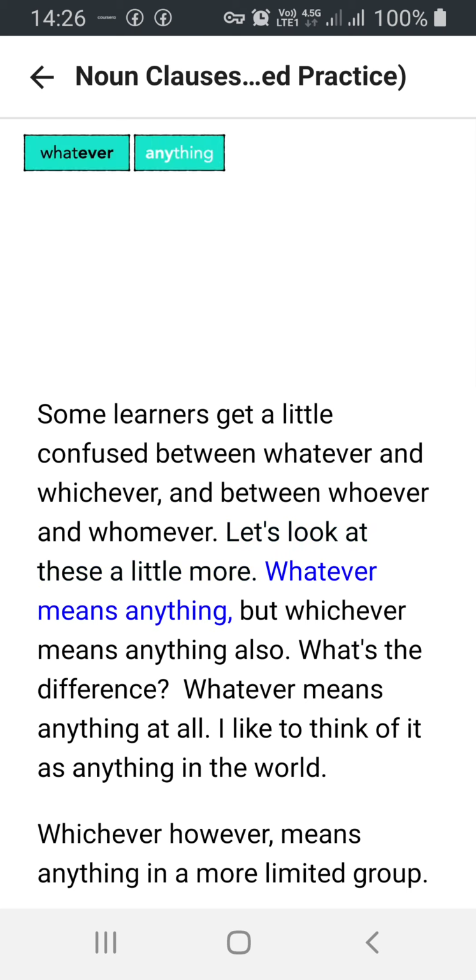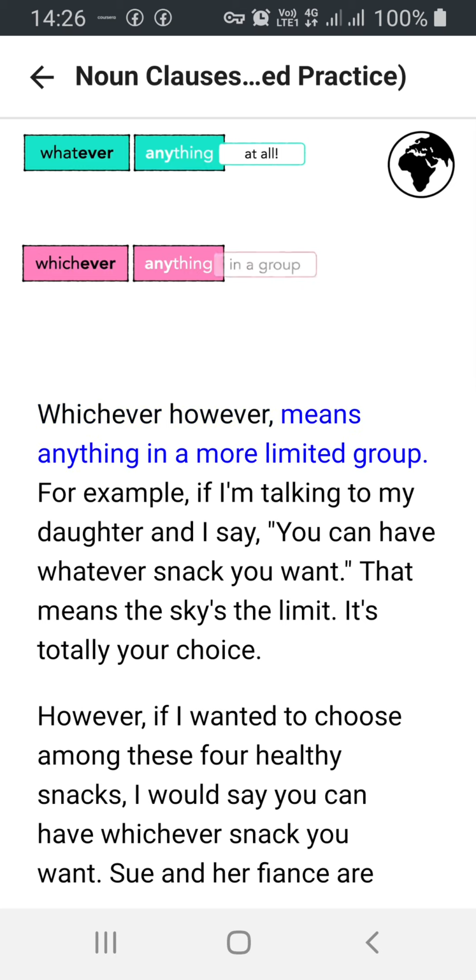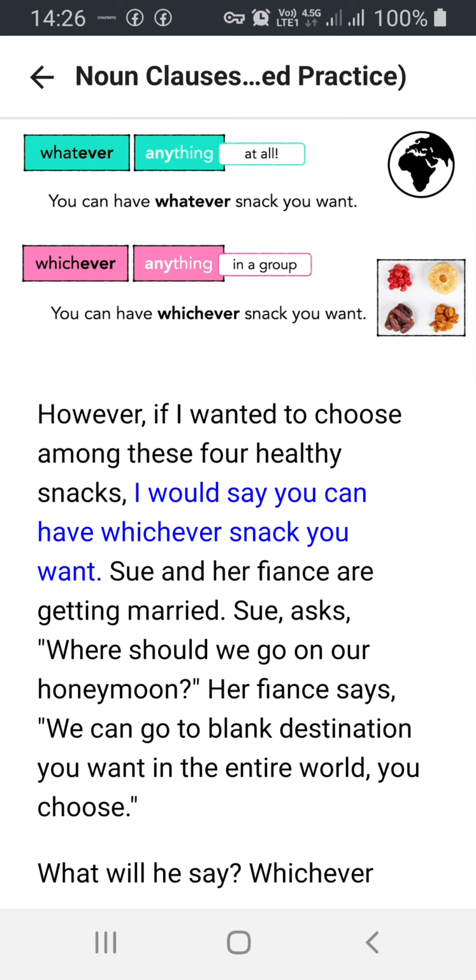Whatever means anything, but whichever means anything also. What's the difference? Whatever means anything at all. I like to think of it as anything in the world. Whichever, however, means anything in a more limited group. For example, if I'm talking to my daughter and I say, you can have whatever snack you want, that means the sky's the limit. It's totally your choice. However, if I wanted to choose among these 4 healthy snacks, I would say, you can have whichever snack you want.